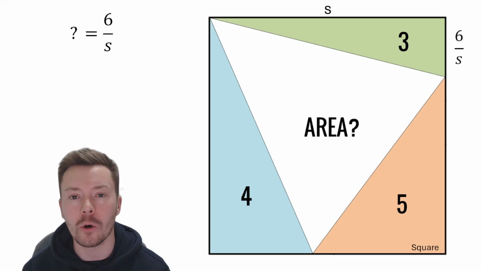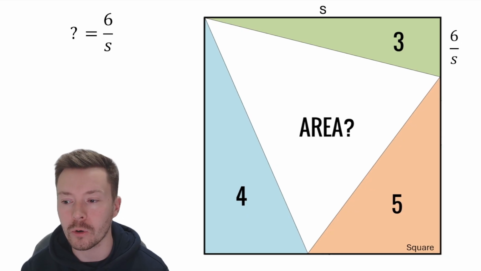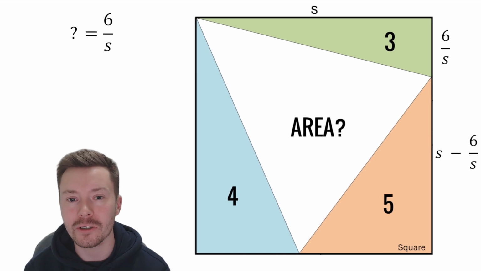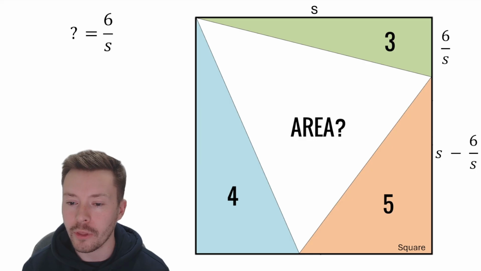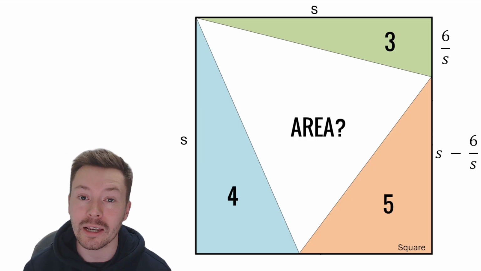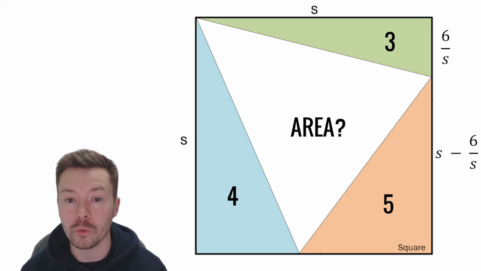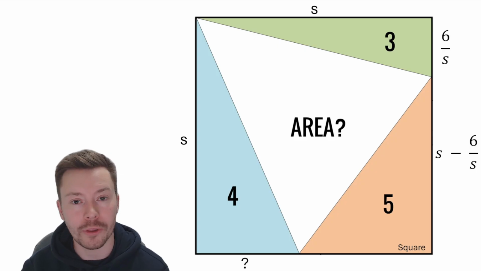Now, I know that the side length of my square is S. So that must mean the height of the orange triangle is S minus 6 over S. Now, from there, I'm going to start looking at the left-hand triangle, the blue triangle. The height of that must also be S because that is the same as the height of the square. Now, I've got this missing length again.